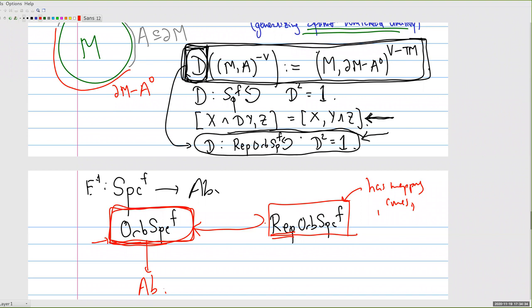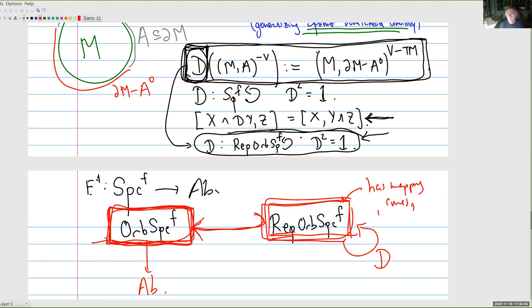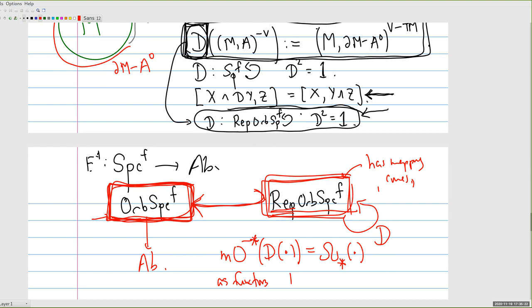And what that recipe is: you take a cohomology theory on this category. You just pull it back under this tautological inclusion, and then you precompose with this duality operation, which exists only here. So then the conclusion is that this cohomology theory precomposed with D is equal to unoriented orbifold bordism. This is as functors like this.